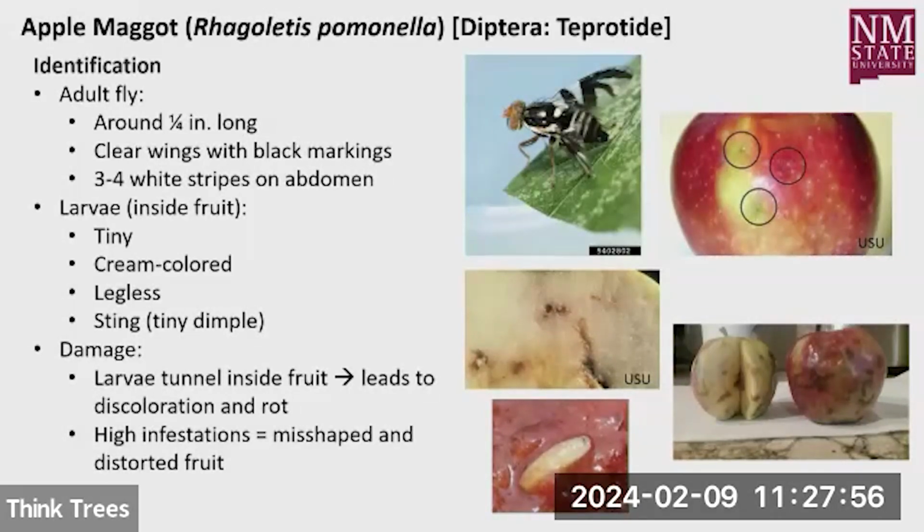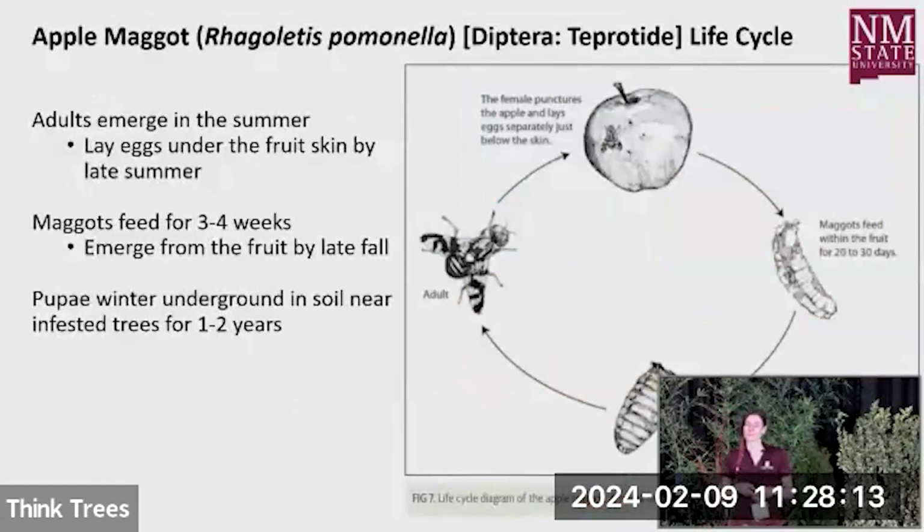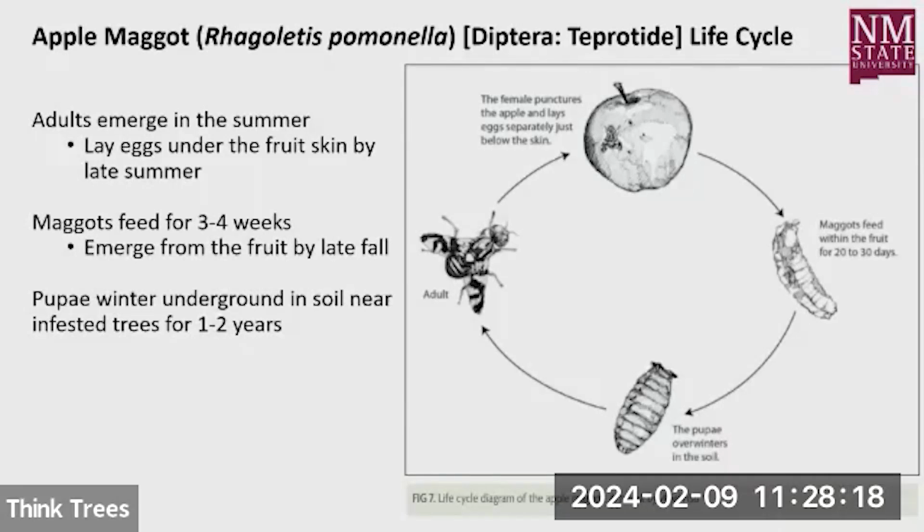So the larvae are the damaging stage. They're the ones that are causing the fruit to be deformed looking, and if you have a lot of infestations of them, you get a lot of misshapen fruit and distorted fruit on your trees. So these guys, they emerge in the summer. They lay their eggs under the skin of the fruit by late summer, and the maggots will feed for 3 to 4 weeks and then emerge from the fruit by the late fall. And then they'll pupate underground in the soil near the infested trees. And this can be a year to 2.